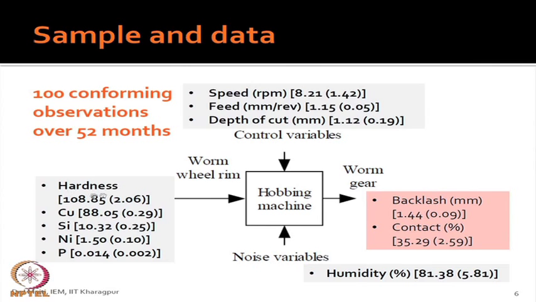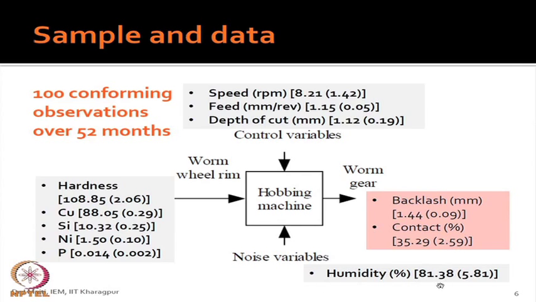Now, see, if I see the 100 wheel rims that are considered. So, here the hardness, the mean value is 108.85, standard deviation is 2.06. Copper mean value is 88.05, standard deviation is 0.29, silicon 10.32, 0.25, nickel 1.50 and standard deviation is 0.01, phosphorus 0.014 and that standard deviation is very less. Similarly, if you see the backlash, 1.44 is the mean and 0.09 is the standard deviation, contact 35.29, this is in terms of percentage, and 2.59 is the standard deviation.